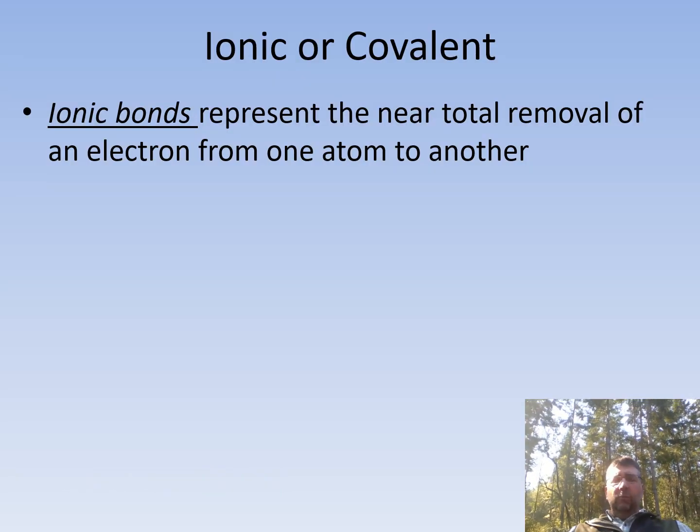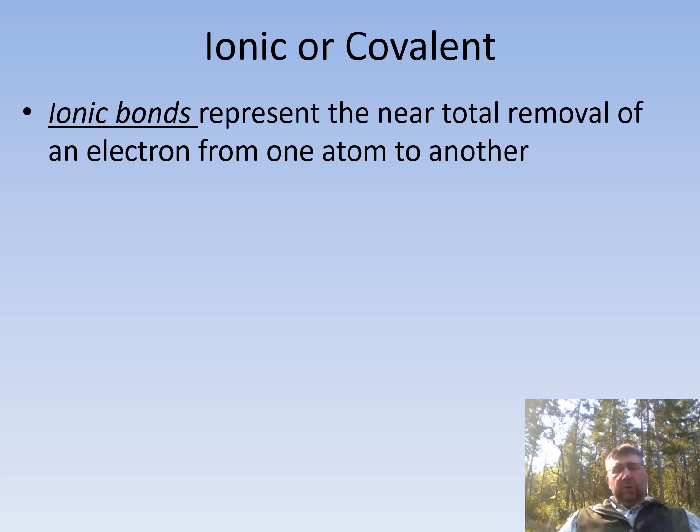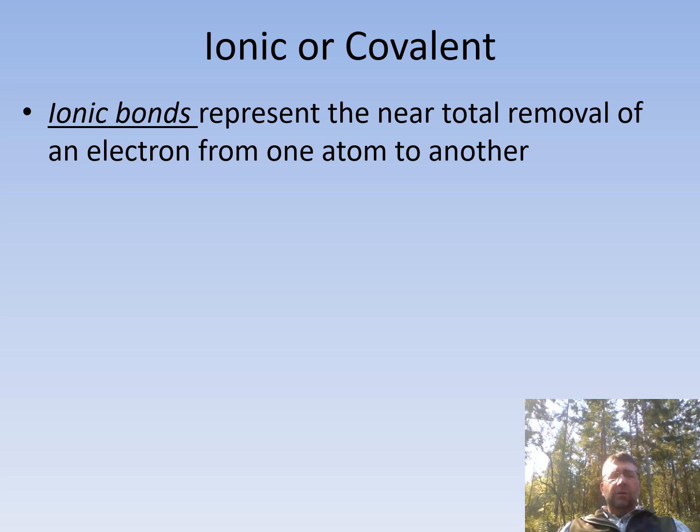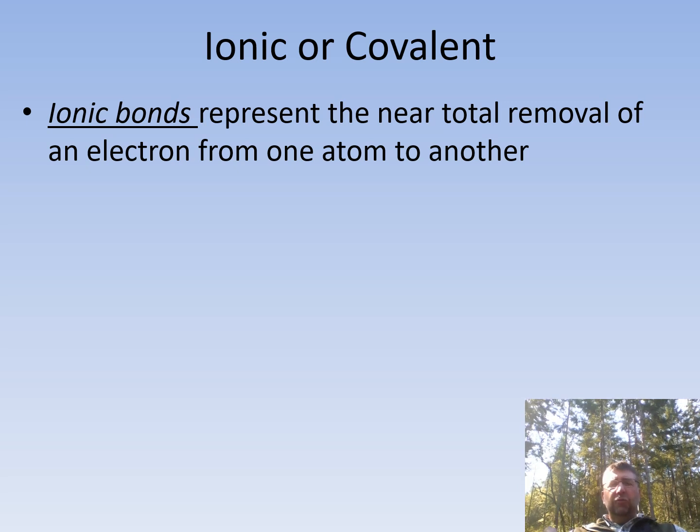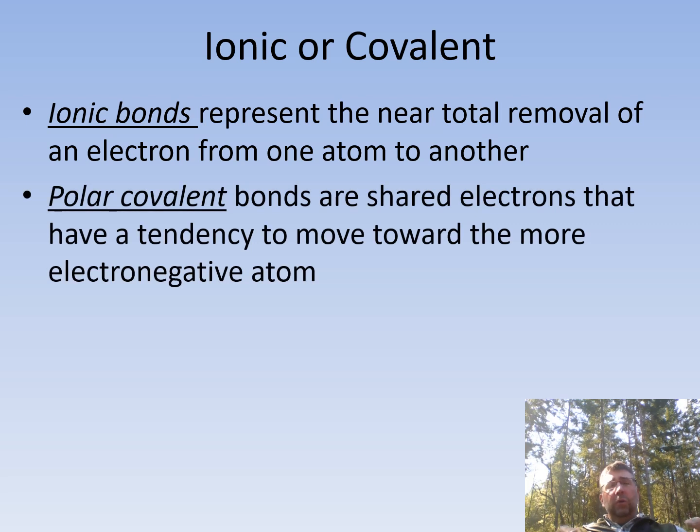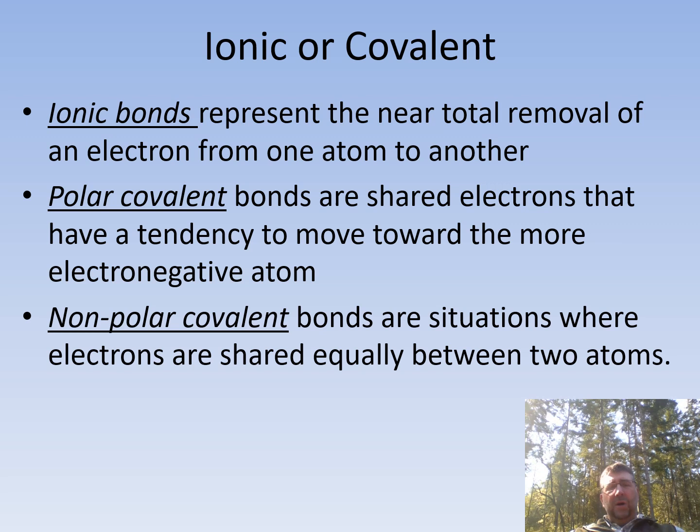So let's define what these 3 kinds of chemical bonds are that we were discussing. You've got ionic bonds, which represent a near total removal of an electron from one atom to another. You can think of it as one atom literally stealing the electron from another. You have polar covalent bonds, which are electrons that are being shared between 2 atoms, but they are being pulled more strongly toward one than the other. So they are being shared, but they're not being shared equally. And then you have non-polar covalent bonds, where the electrons are more or less being shared equally between the 2.